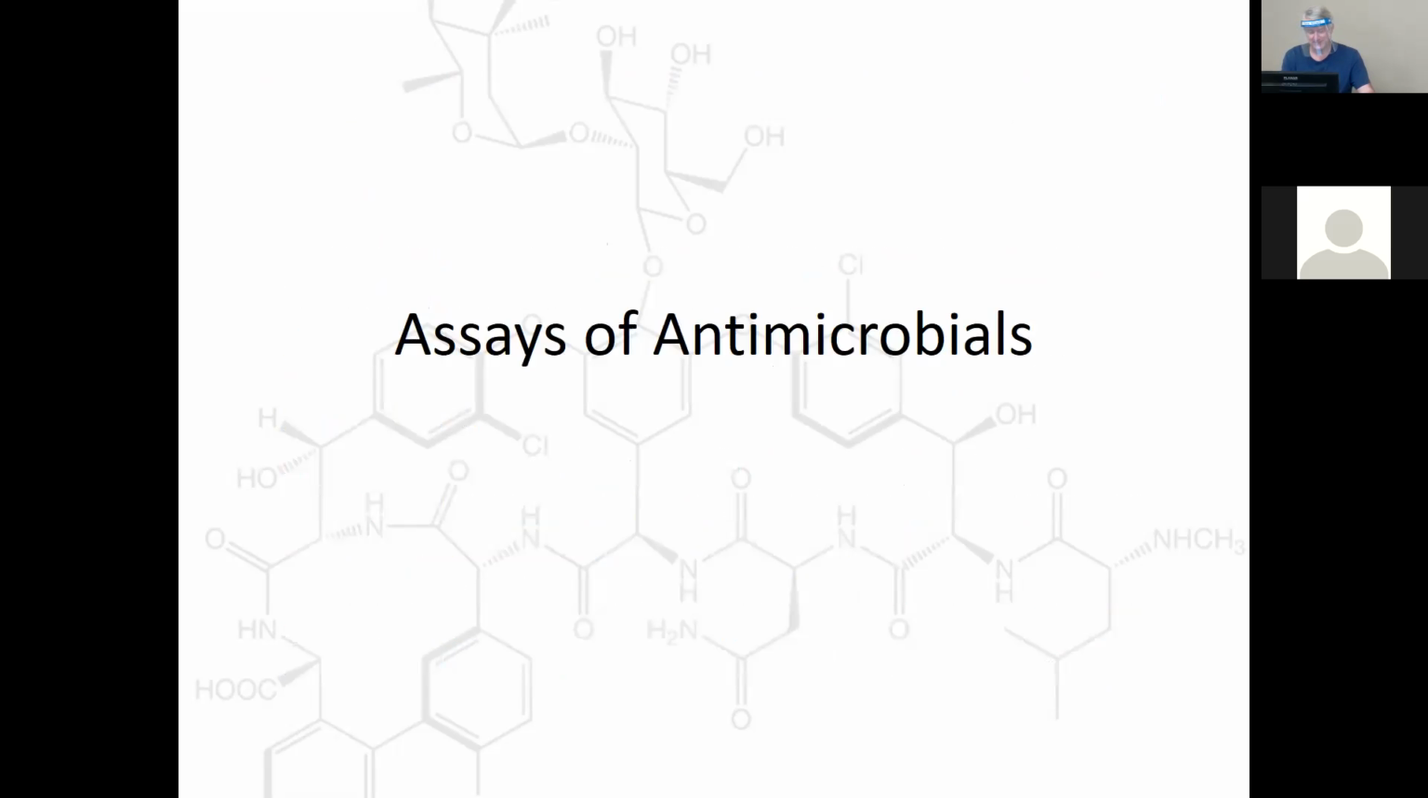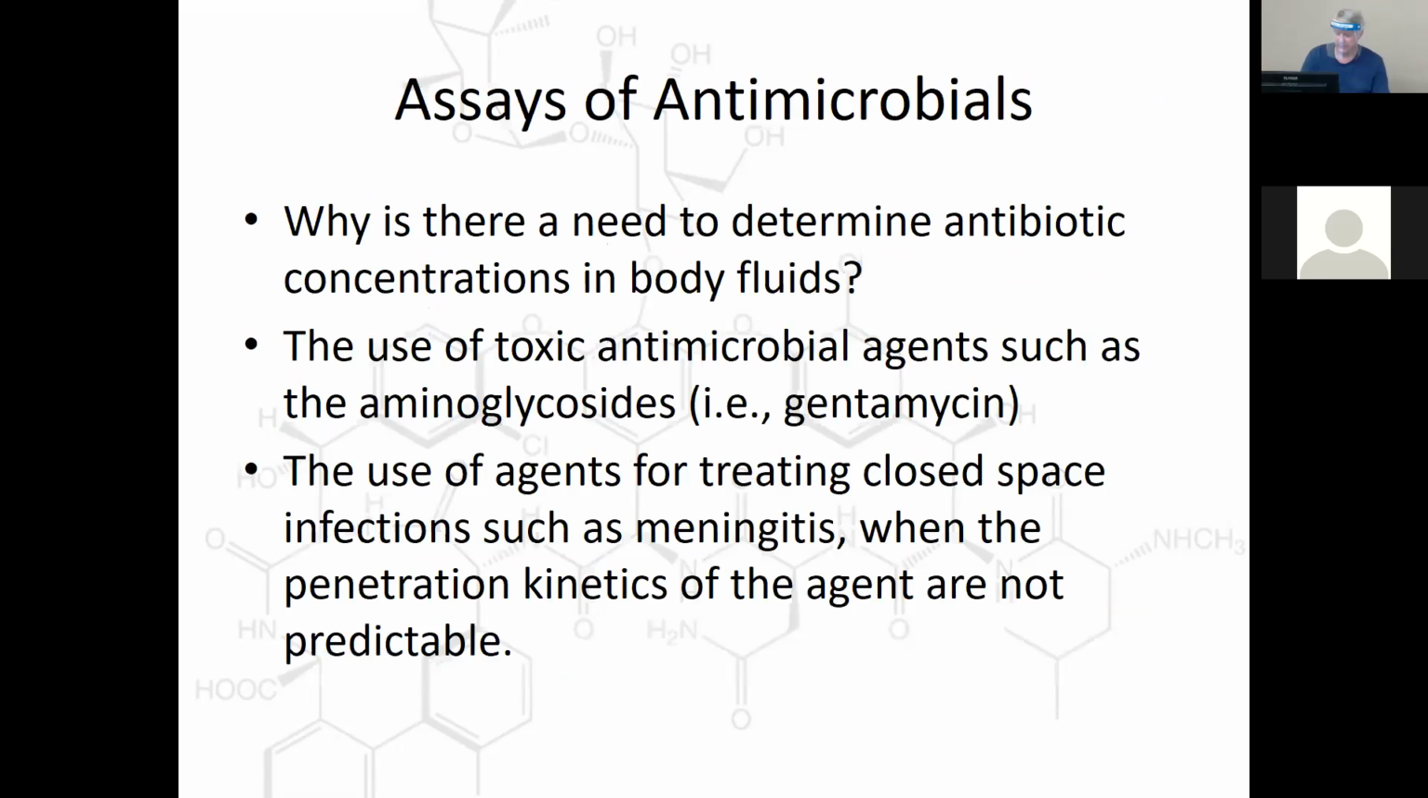Assays of antimicrobials. Why is there a need to determine antibiotic concentration in body fluids? Why would we need to do that? This is our clinical chemistry. Gentamicin pops up, right? Because we use toxic antimicrobials. We talked about that last week. So we need to determine the concentration.